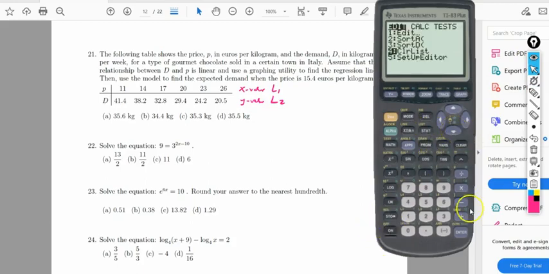So just make sure you clear out any old lists. Second 1, comma, second 2. And I'm going to press stat, enter. And so I'm going to put my p-values in list 1. Then I'm going to come over here and put my d values, which are my y values, in list 2.